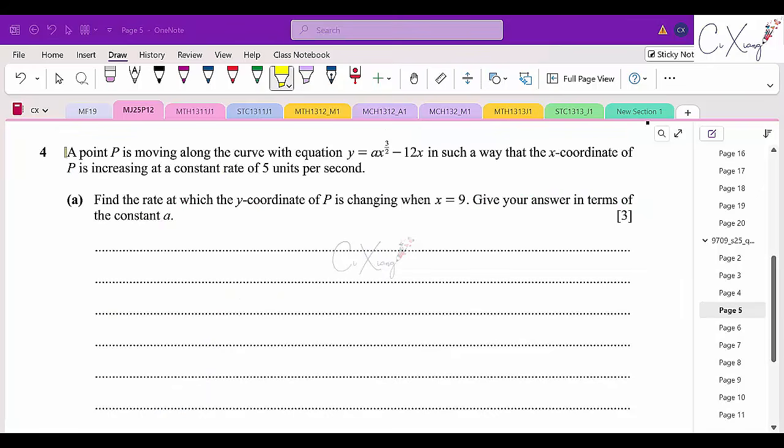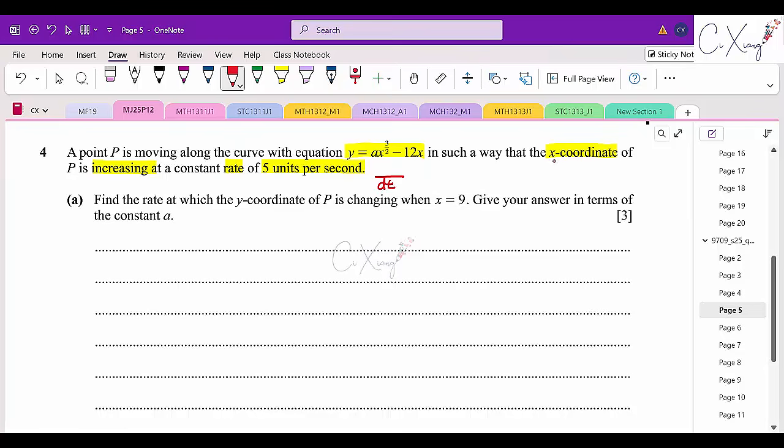Question number 4. There's a point P moving along the curve with this equation in such a way that the x-coordinate of P is increasing at a constant rate of 5 units per second. When you look at this question, they are talking about the rate. Can you see the keyword rate? So basically, this is a rate of change question. When you see anything with rate, when you write it out in symbol form, you will get an equation or expression with something over dt. Because usually when we talk about rate, it is over time.